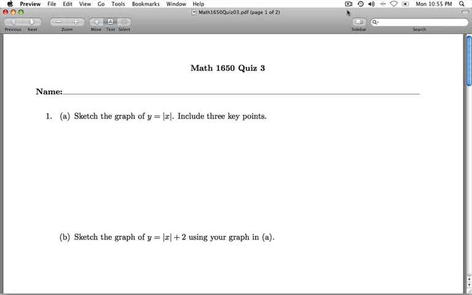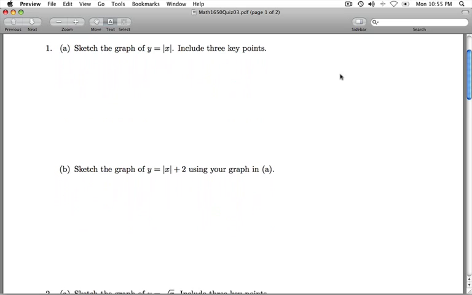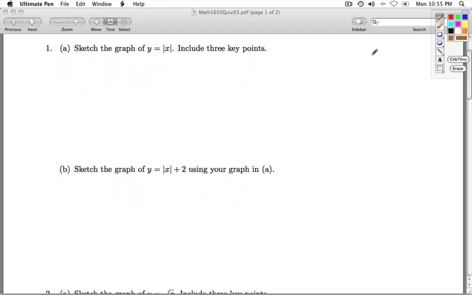Hi folks, this is College Algebra Quiz 3. Number 1, we're asked to sketch a pair of graphs. Sketch the graph of y equals absolute value x, include at least 3 key points.